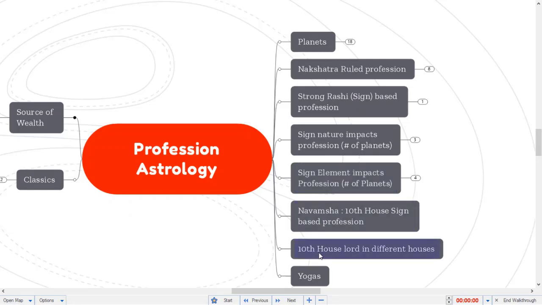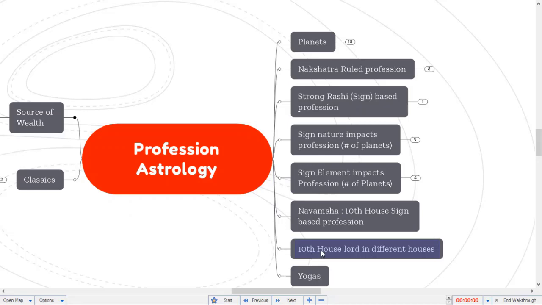The 10th house Lord in different houses: within your D1 chart, where the 10th house Lord goes will have a say in relation to your profession. And then, of course, the other aspect is the yogas. By yogas, I basically mean when planets combine together in a particular house. There could be two planets or more. That's what yogas is.